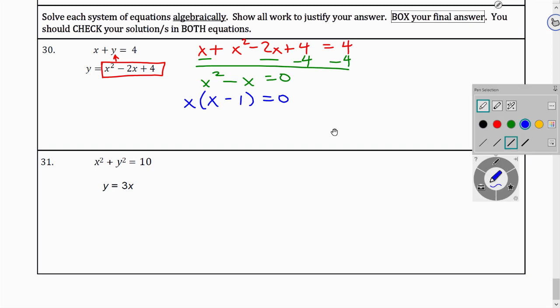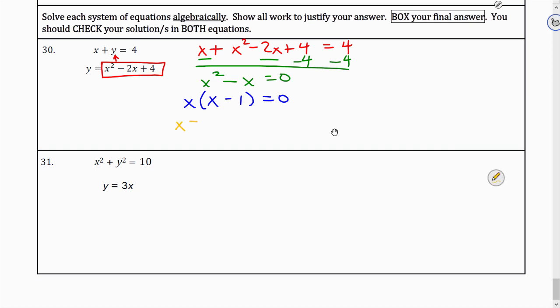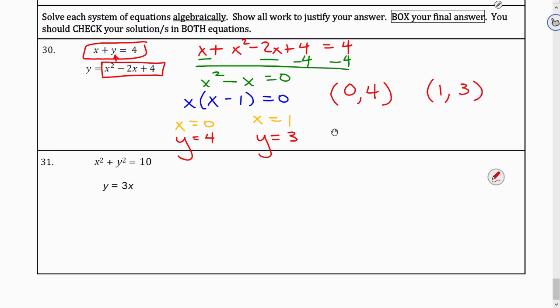Now using the zero product property, I have x equals 0, and x minus 1, well, I think we're okay with just writing x equals positive 1. So I want to find the corresponding y values. I'm going to use the simpler equation, x plus y equals 4. So 0 plus what equals 4? The answer is y is equal to 4. And 1 plus what equals 4? The answer is 3. So I have my solutions of (0, 4) and (1, 3).